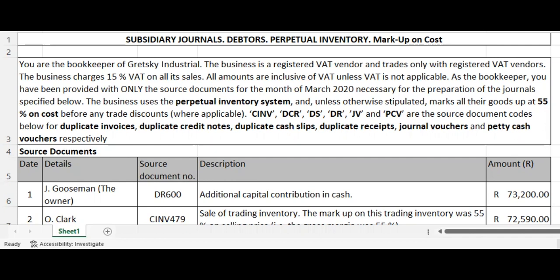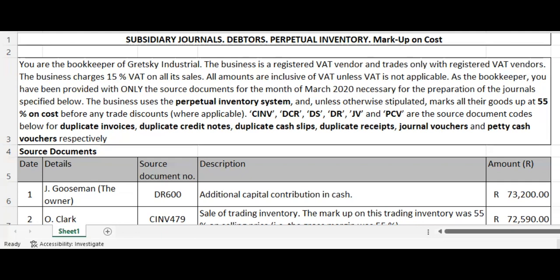So let's read it. It says you are the bookkeeper of Gretzky Industrial. The business is a registered VAT vendor and trades only with registered VAT vendors. The business charges 15% VAT on all its sales. All the amounts that you are given below are inclusive of VAT unless VAT is not applicable. As the bookkeeper, you have been provided with only the source documents for the month of March 2020 necessary for the preparation of the journals specified below.